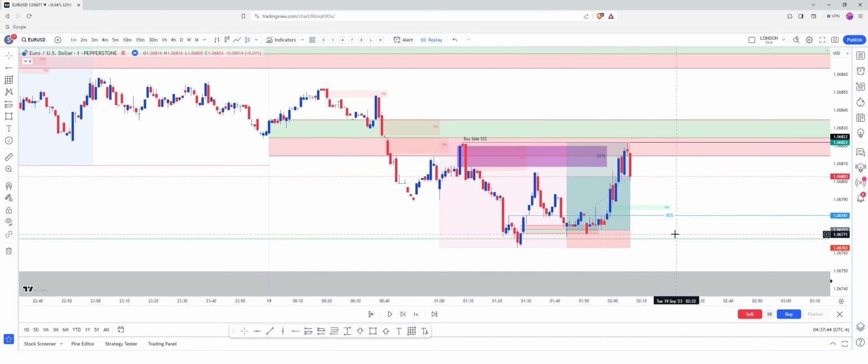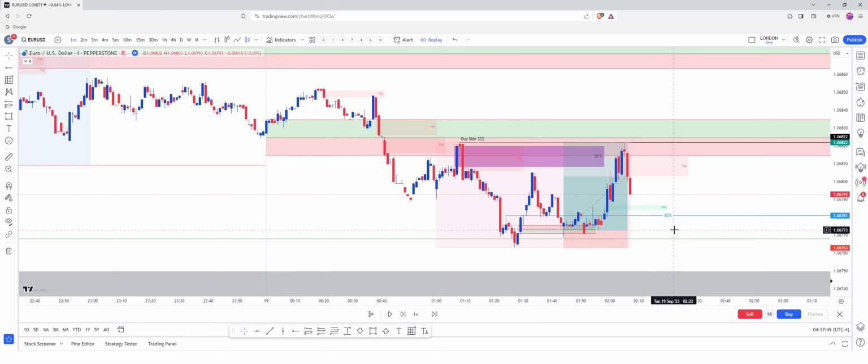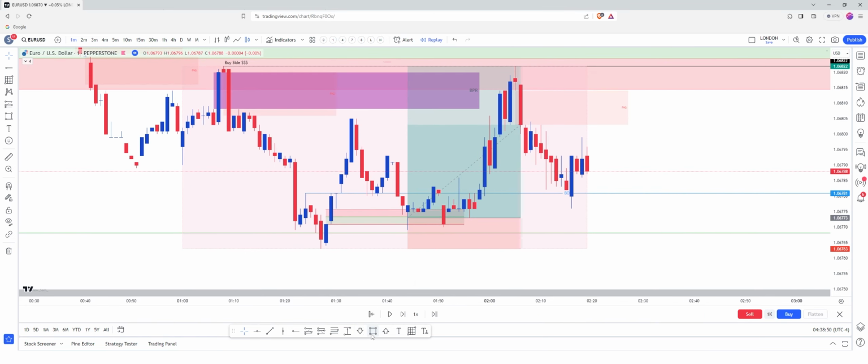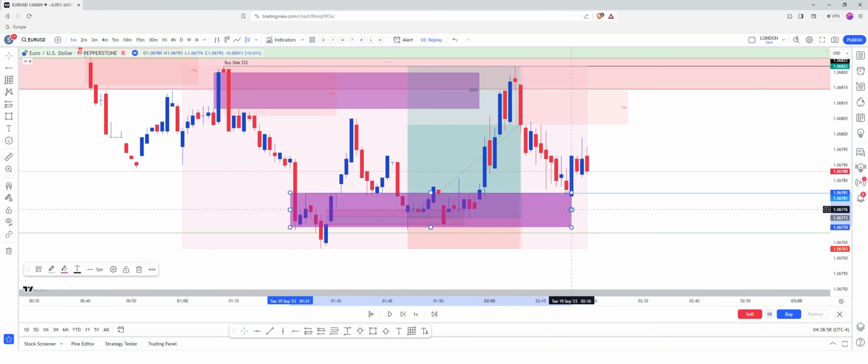And if we continue through price action, we can see we have several other options. What I'll highlight, sorry, one extra thing that I've just realized I've not highlighted. This is a breaker block here. Just realized I've not put that into the analysis.